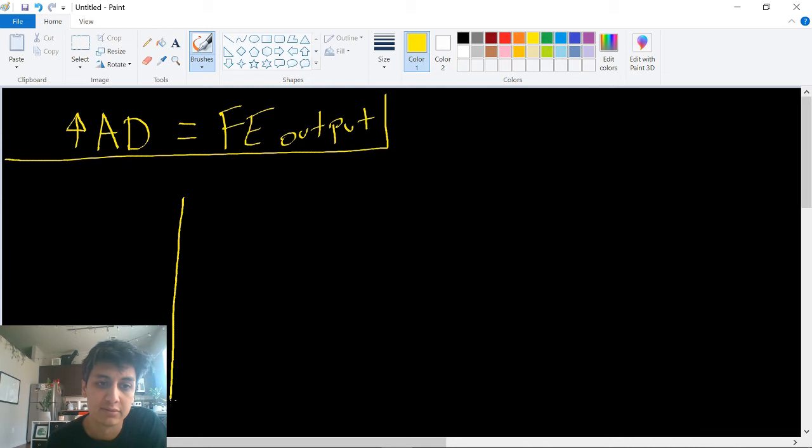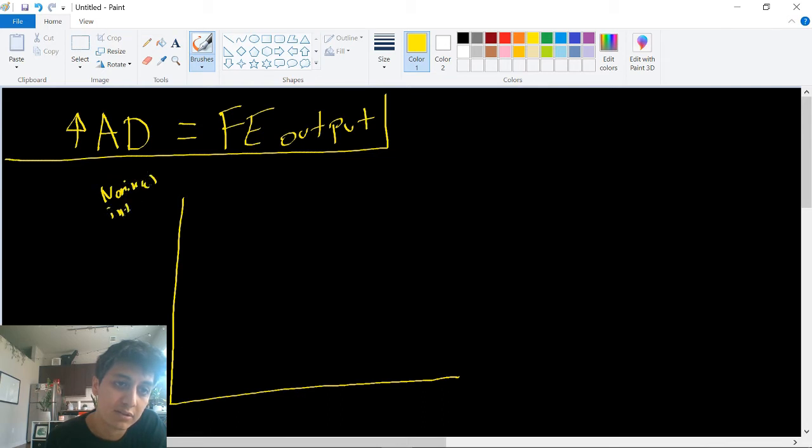We have X and Y axis, of course. On our Y axis, we're going to have the nominal interest rate. And on the X axis, we have our real, we don't have the real GDP. Whoa. We have the quantity of money.